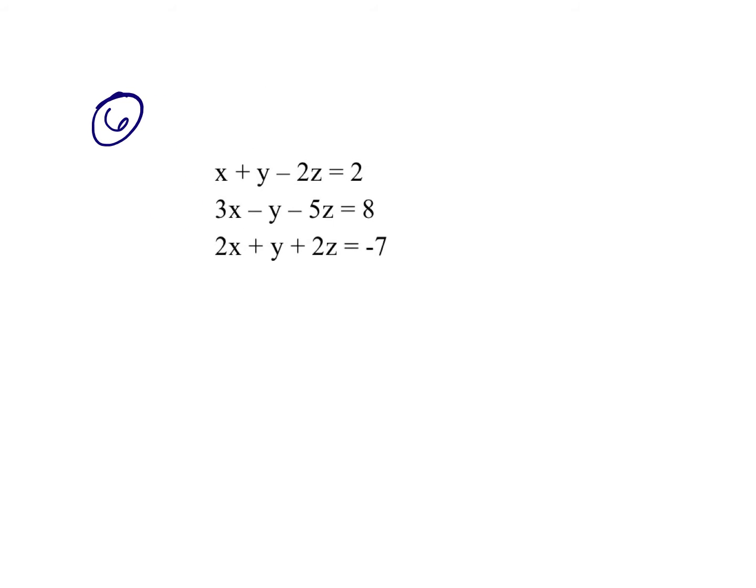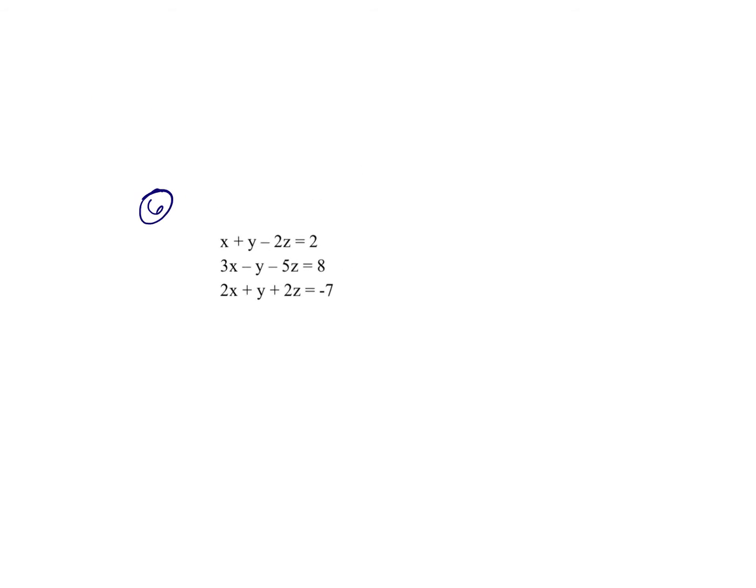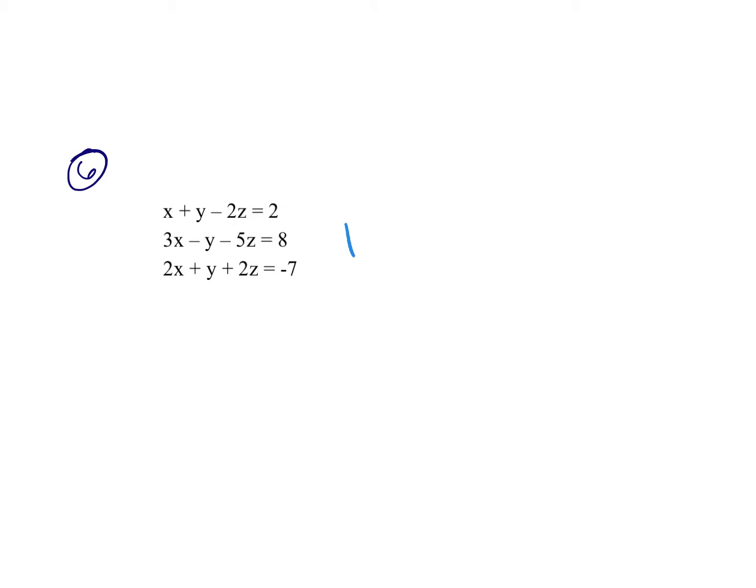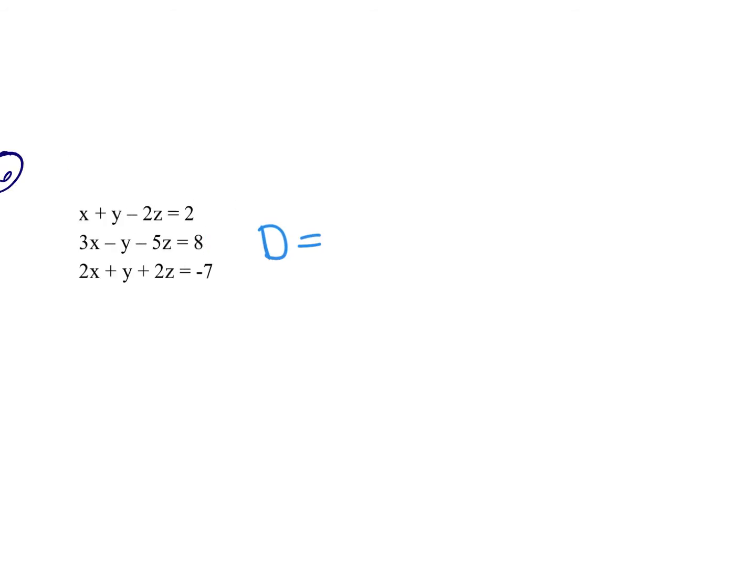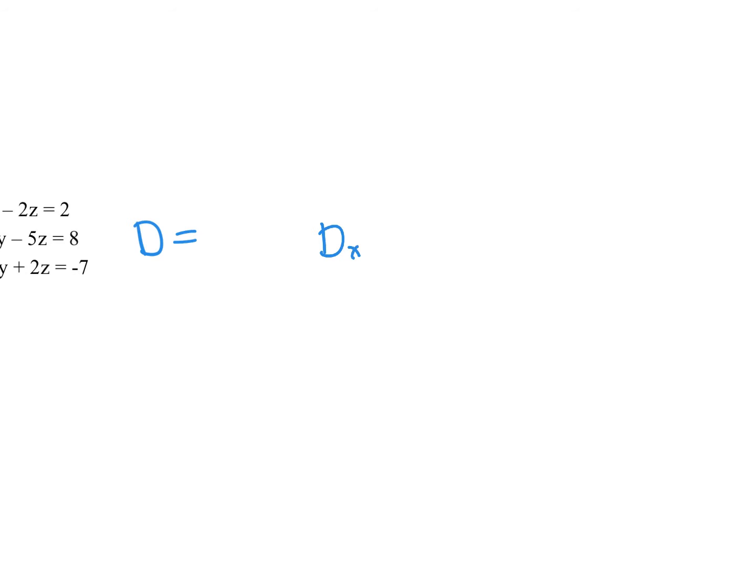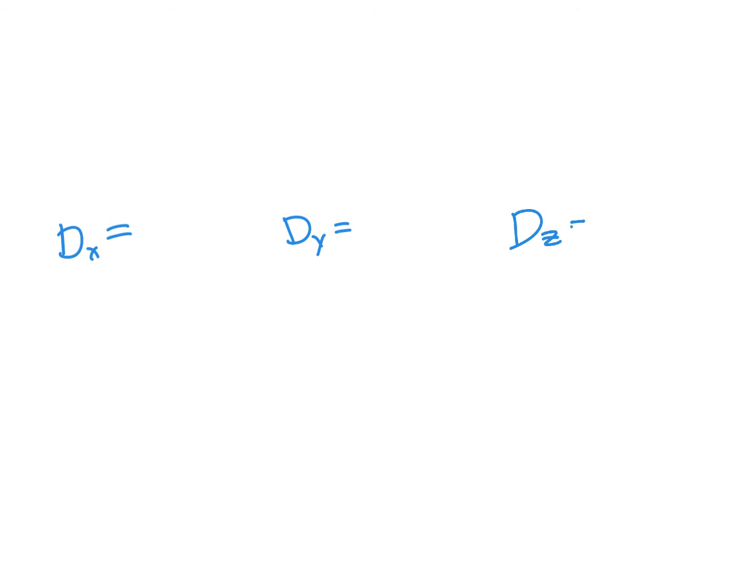Let's look at 6. 6 is a little longer because it's 3 equations and 3 variables. So that means I have to find 4 different determinants. I have to find the coefficient determinant. I have to find d sub x. I have to find d sub y. And I have to find d sub z.